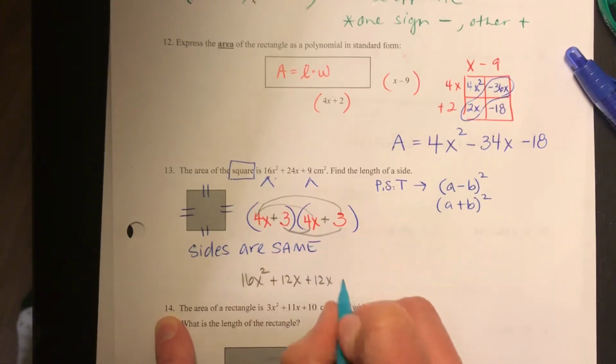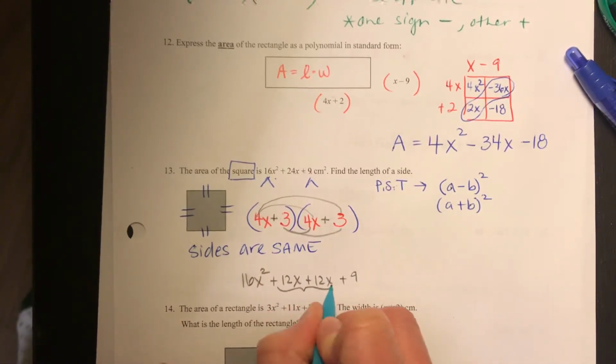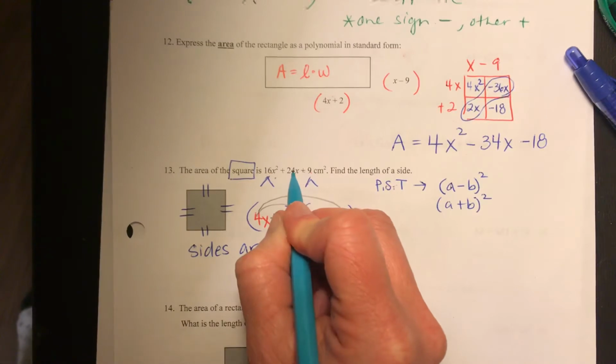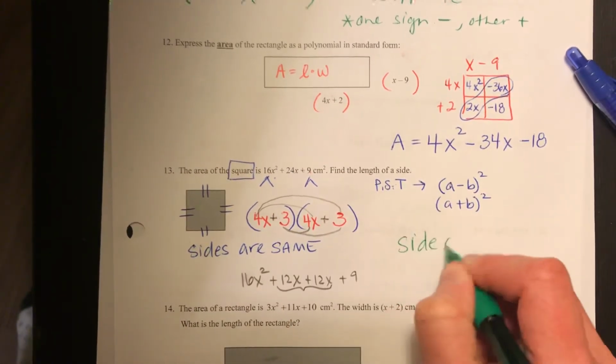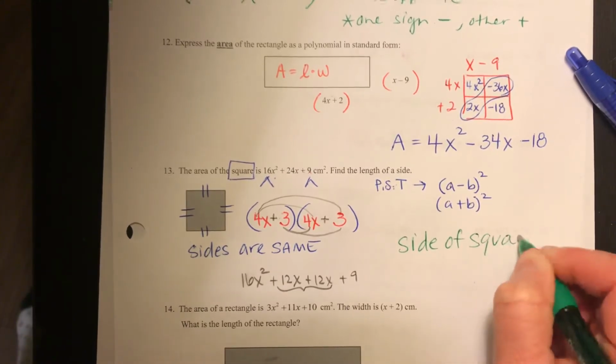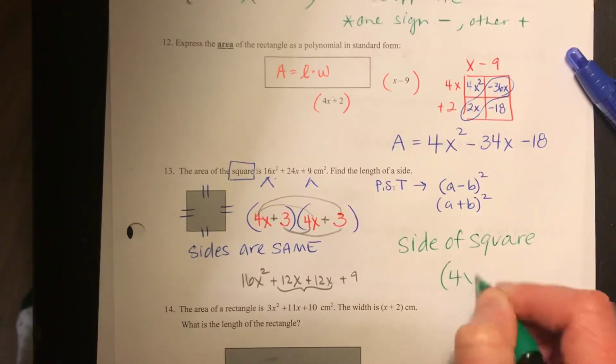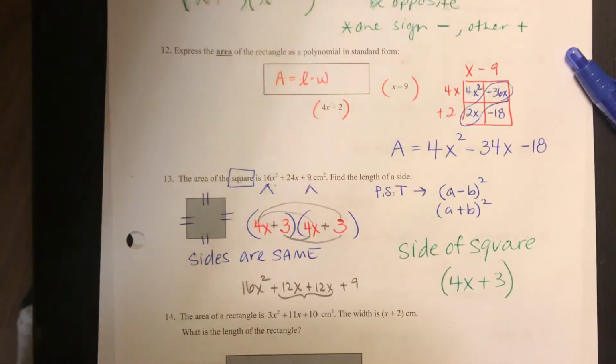My 3 times 3 is 9. My two middle terms do combine to make 24x, which means the side of the square is a 4x plus 3 side length.